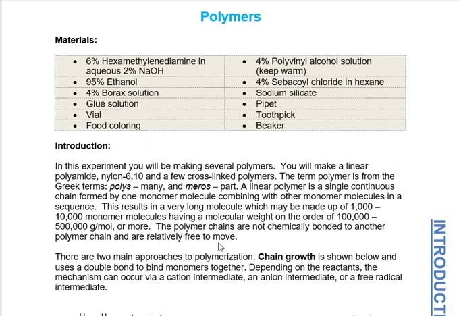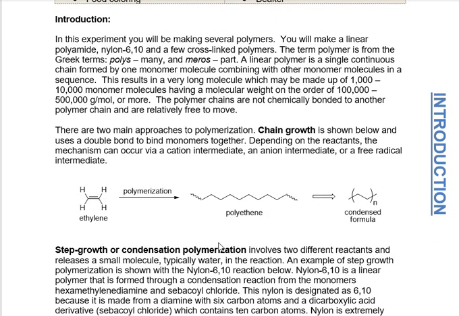And so just kind of talking about some of the things here for polymers. We have 2 main approaches for polymerization. We have chain growth, which could have a cation intermediate, an anion intermediate, or a free radical intermediate. And we're mostly familiar from the lecture side of things with free radical intermediates, where you have those 3 steps: initiation, propagation, termination. But you can have cation and anion intermediates as well.